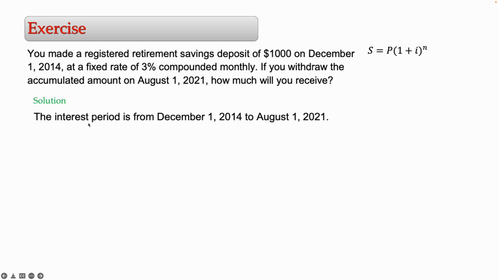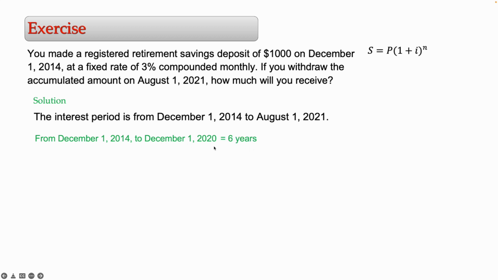Okay, so we have the solution like this. We have that the interest period is from December 1st, 2014 to August 1st, 2021. It will be nice if we compute from December 1st, 2014 to December 1st, 2020, the December 1st that is before this August. When they have the same date, we just subtract the number of years. 2020 minus 2014, 6 years.